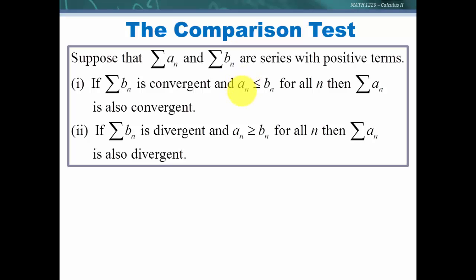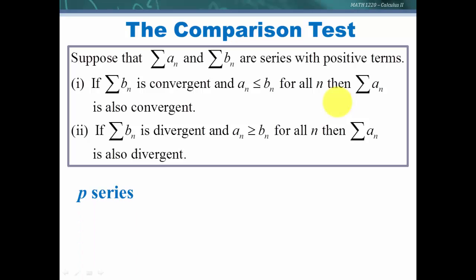Now there's a second piece to this. If the series B sub n is known to be divergent, and the terms of A sub n are always greater than or equal to B sub n for all n, then A sub n is also divergent. And the idea here being, if you know it is divergent and you know A sub n's terms are even greater than that, if something is the sum going to infinity, something whose terms are larger than that is going to go to infinity as well.